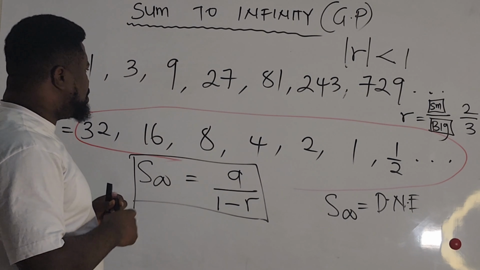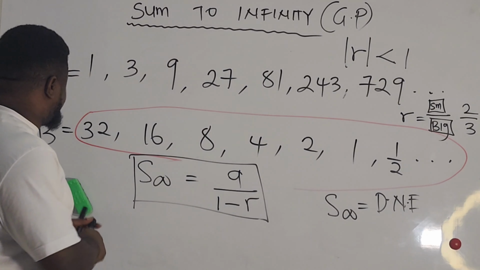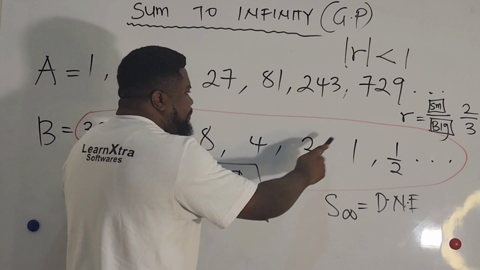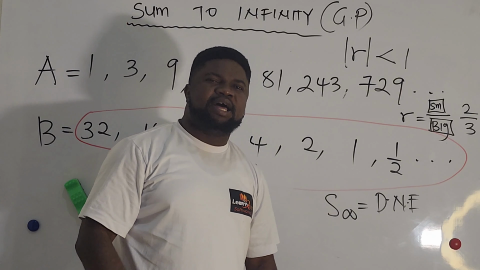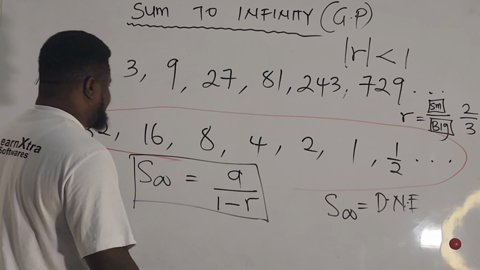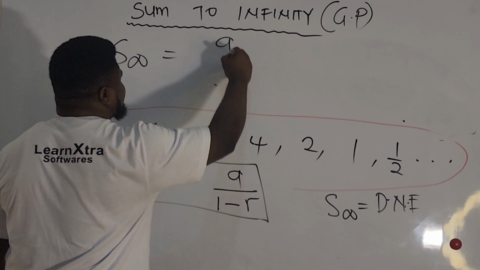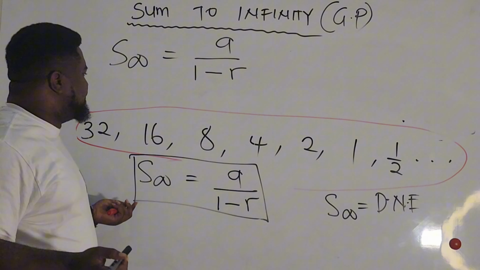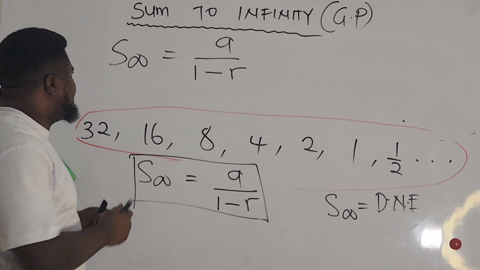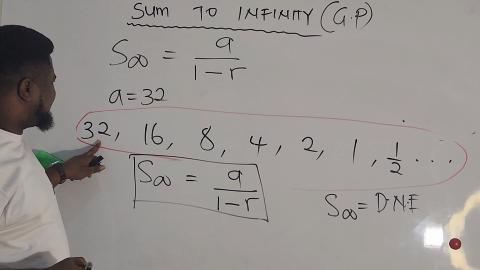So quickly, I would want us to sum from 32 down to infinity. We'll sum everything. This plus this plus this plus this plus even the ones we are not seeing. Let's sum all of them together and see what we'll get. How do we achieve this? We shall apply sum to infinity, which is the first term all over 1 minus the common ratio. The question is, what is my first term? My first term A is equal to 32.